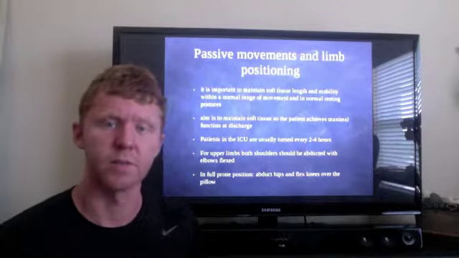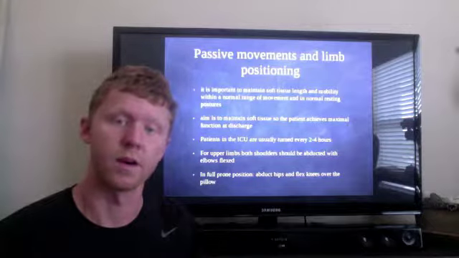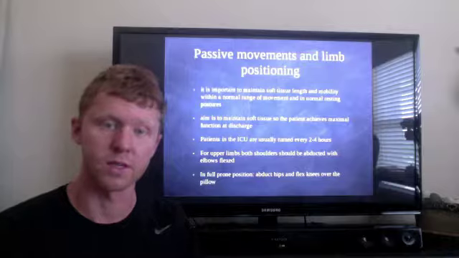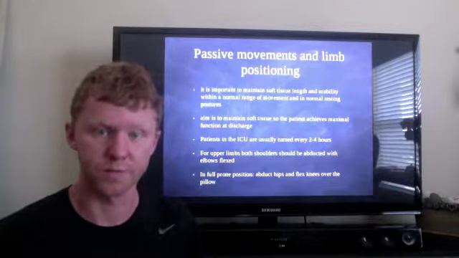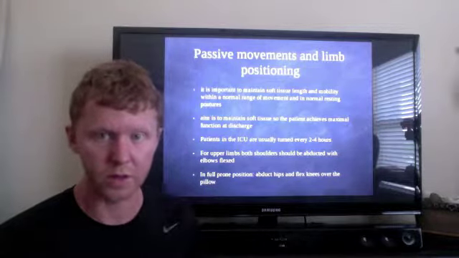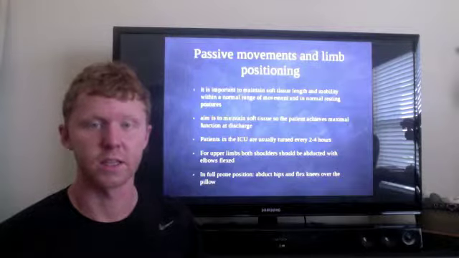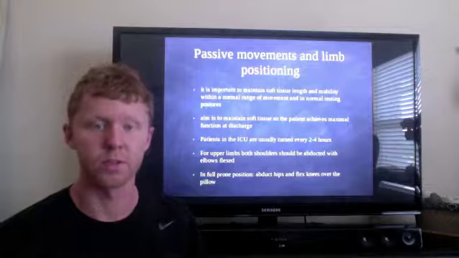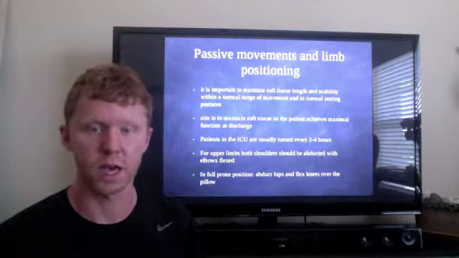And for passive movements and limb positioning, it is important to maintain soft tissue length and mobility within normal range of movement and normal resting postures. You want to aim to maintain soft tissue so the patient achieves maximal function at discharge. Patients in the ICU are usually turned every 2 to 4 hours. For upper limbs, both shoulders should be abducted with elbows flexed. And then in full prone position, abduct the hips and flex the knees over the pillow.